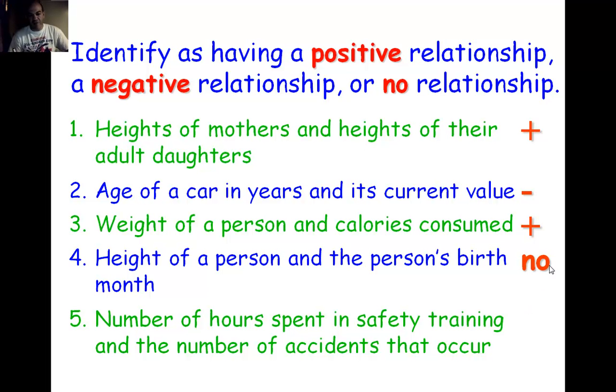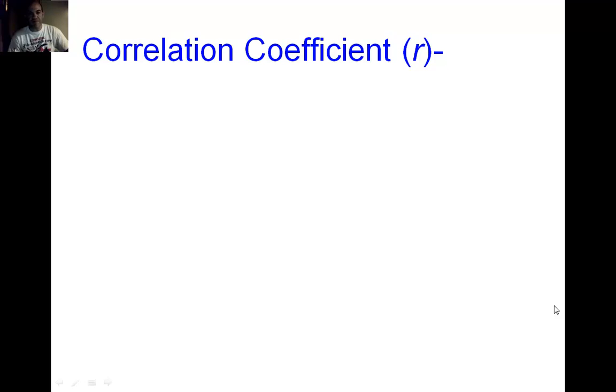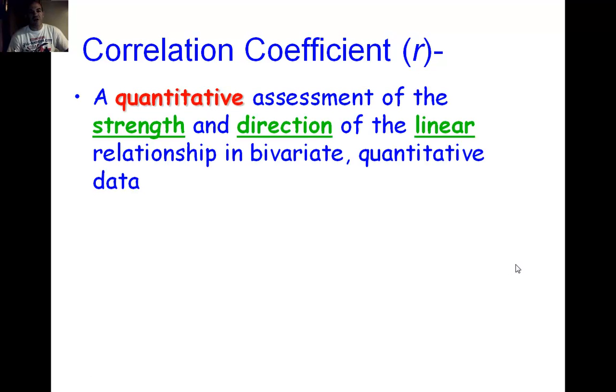And the number of hours spent in safety training and the number of accidents that occur. Well, in general, the more you spend training, the more you're aware of potential hazards, and so you're less likely to have an accident, so there's probably a negative relationship there. And so we now look at a value called the correlation coefficient, which is a way of measuring the strength and the direction of these relationships.